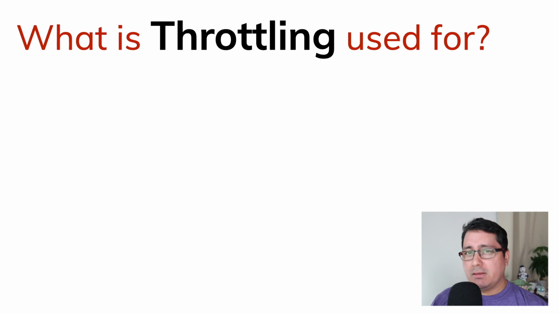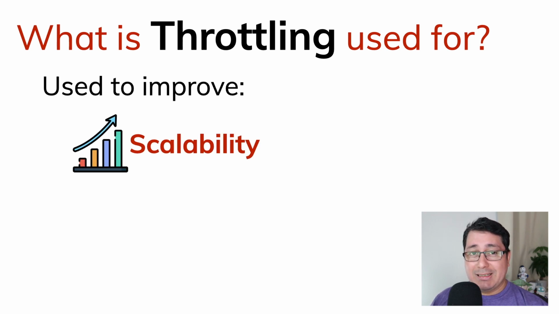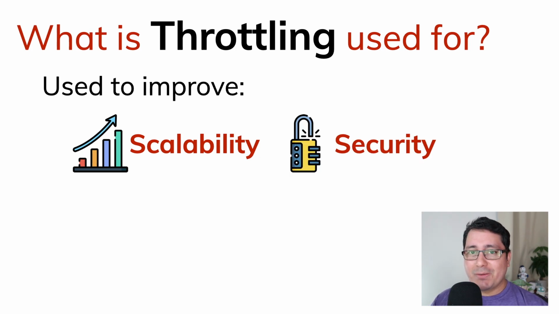Now, what is throttling used for? Throttling is used to improve scalability, because we can limit requests to our API for a certain period of time and avoid, you know, crashing and whatnot, while elasticity kicks in. I will be talking about elasticity in a different episode. Also, it's a way to prevent malicious users from taking down our service, and that obviously will improve security.